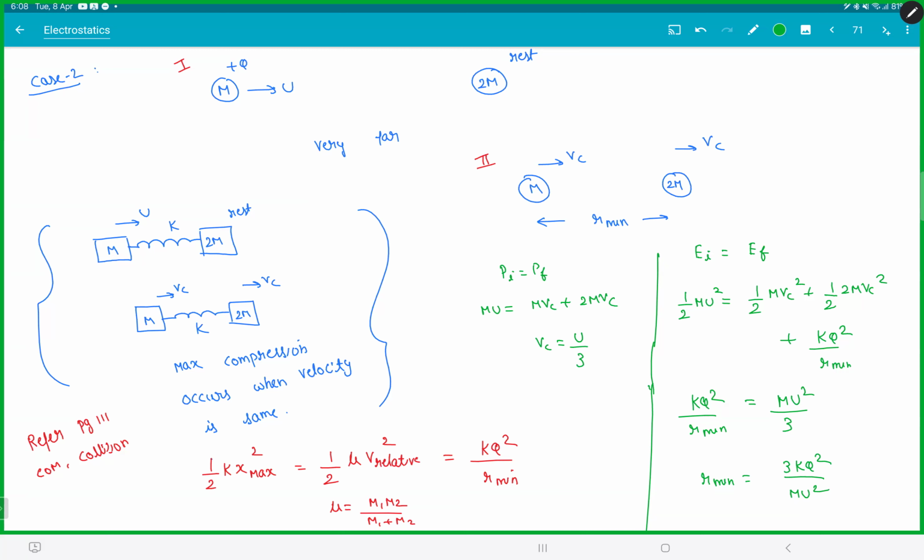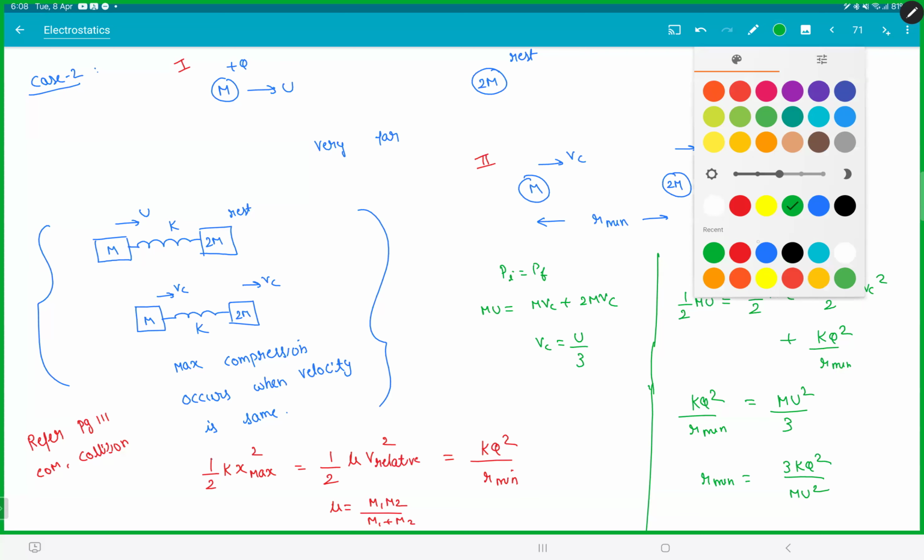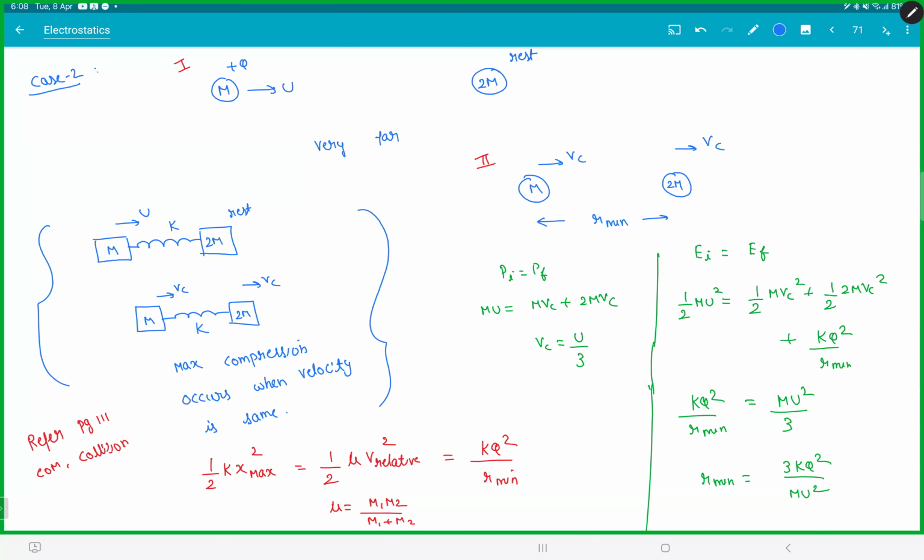Clear with this. Any doubts on this? Let's see something better. Clear, Parth? Ojas? Clear.